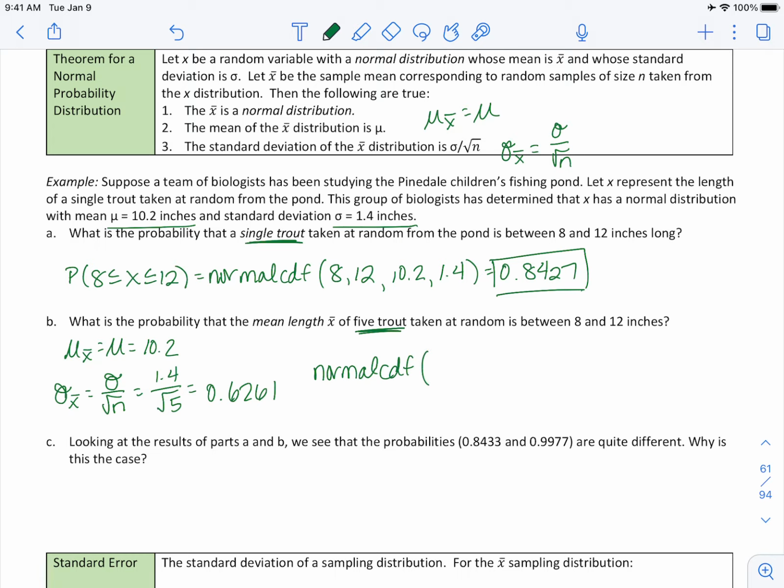So now we're going to do normal CDF. Lower bound is 8. Upper bound is 12. Mean is 10.2. Our new standard deviation is 0.6261, and that's going to give us 0.9978.